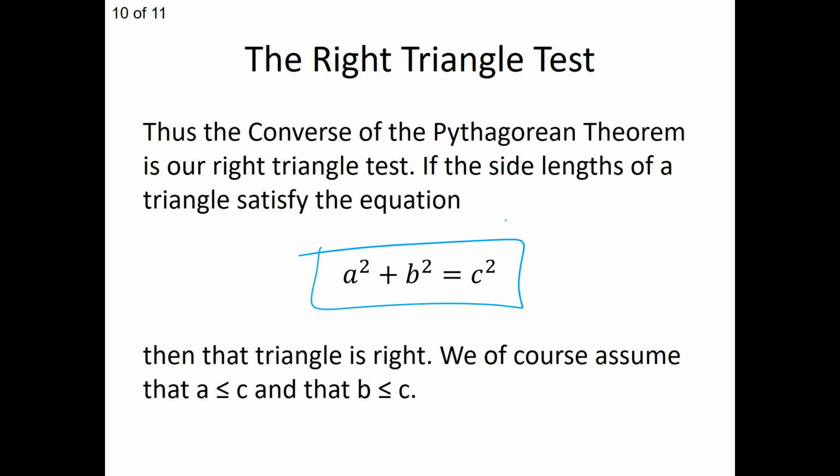So we will have to plug C in here, right? This is going to be the greatest value of the given three values, and when we plug them in, if it satisfies the equation and we say yes, then yes, that's a right triangle. But if the equation is not satisfied, which means the equation is false, then we do not have a right triangle. Let's actually use this right triangle test in a few examples.